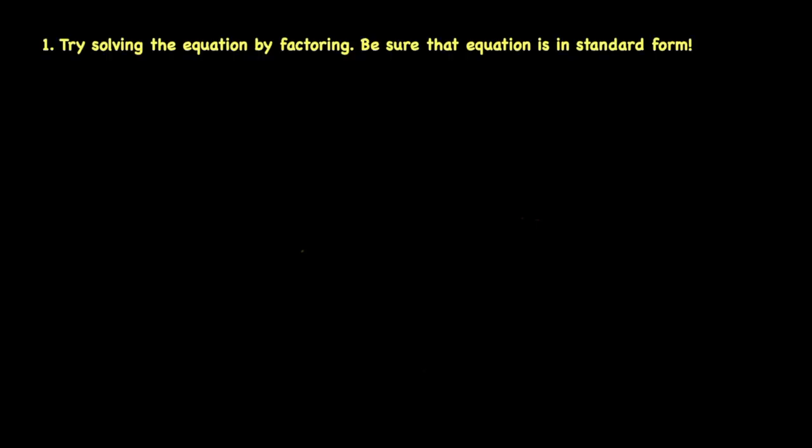As we learn the 5 ways to solve quadratics, let's formulate a way to decide which method to use when asked to solve a quadratic. First, try solving the equation by factoring. Be sure that your equation is in the form ax squared plus bx plus c equals 0 before you start your factoring attempt. We recommend spending no more than a minute trying to factor before moving on to another method.